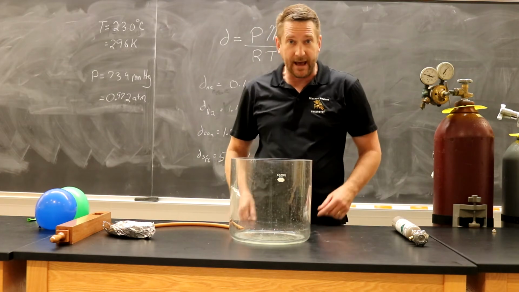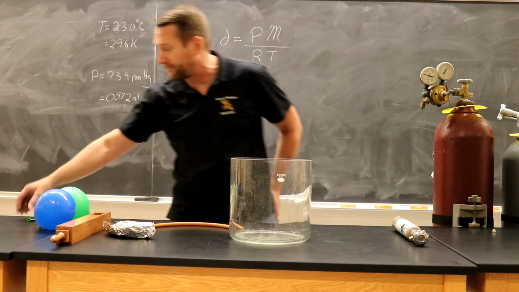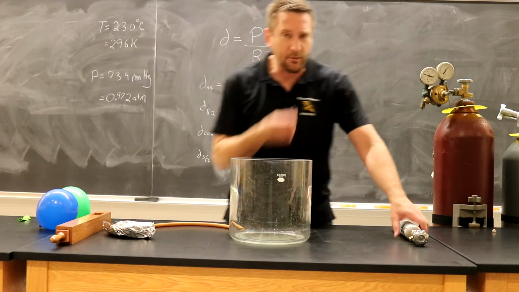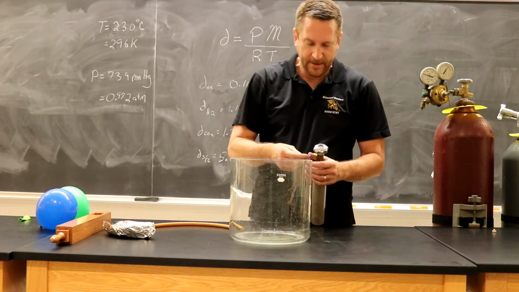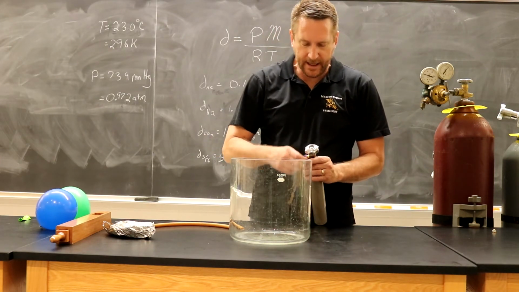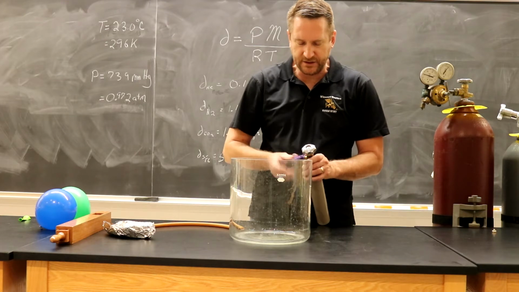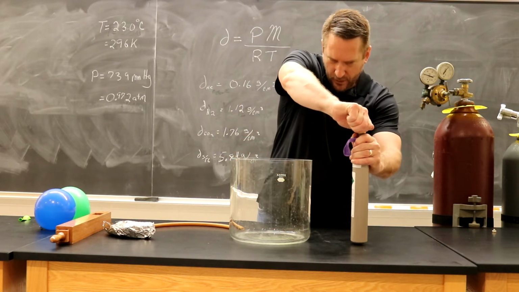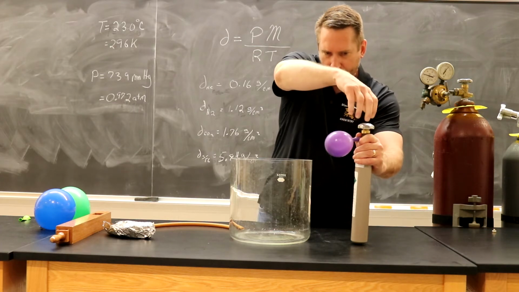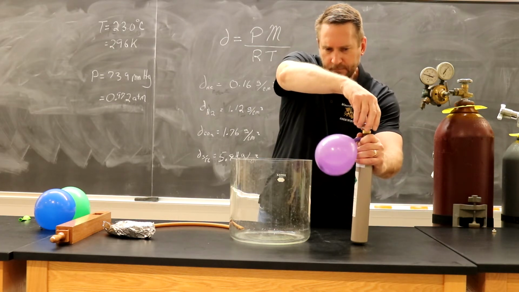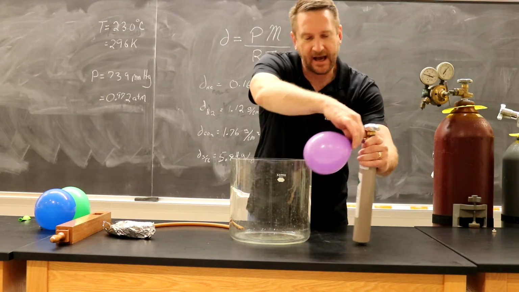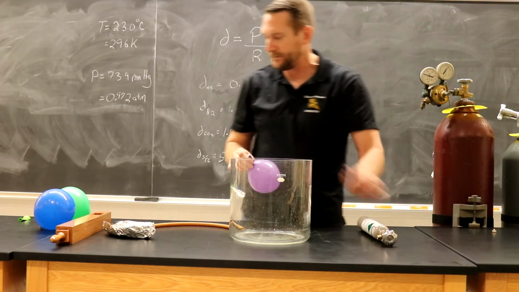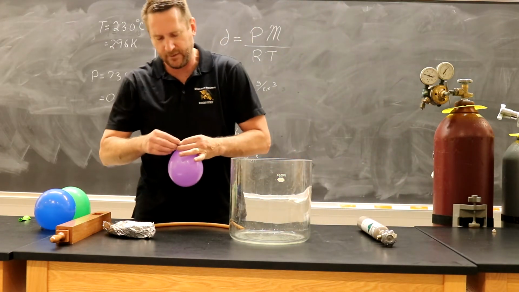Okay, so now I'm going to get that balloon full of sulfur hexafluoride. Let's take a look at that one. I'm going to do purple for that. And let's see what that kind of looks like. So here we go. So get some sulfur hexafluoride in there. It's about the same size, right? Pretty close. Okay, and I'll tie that off.